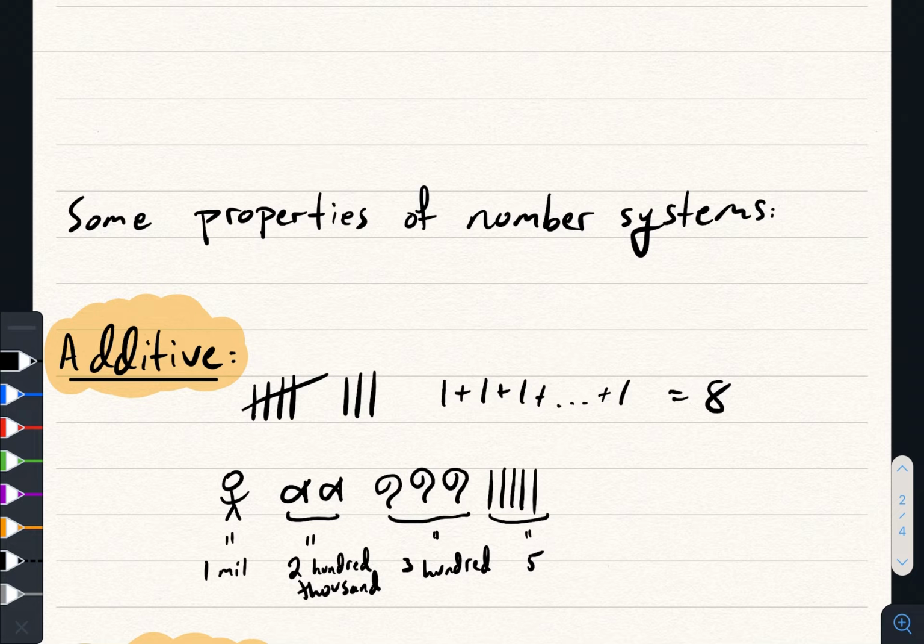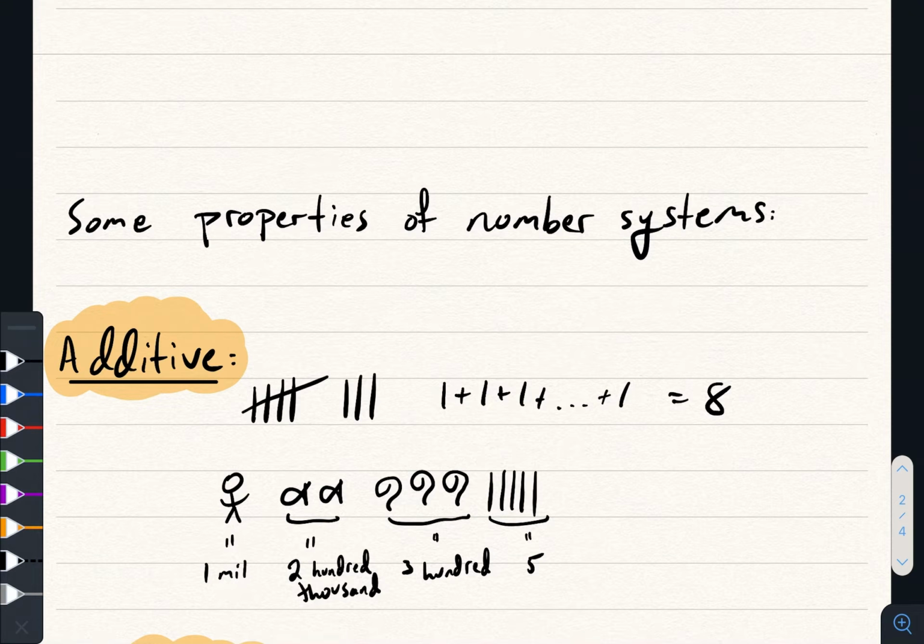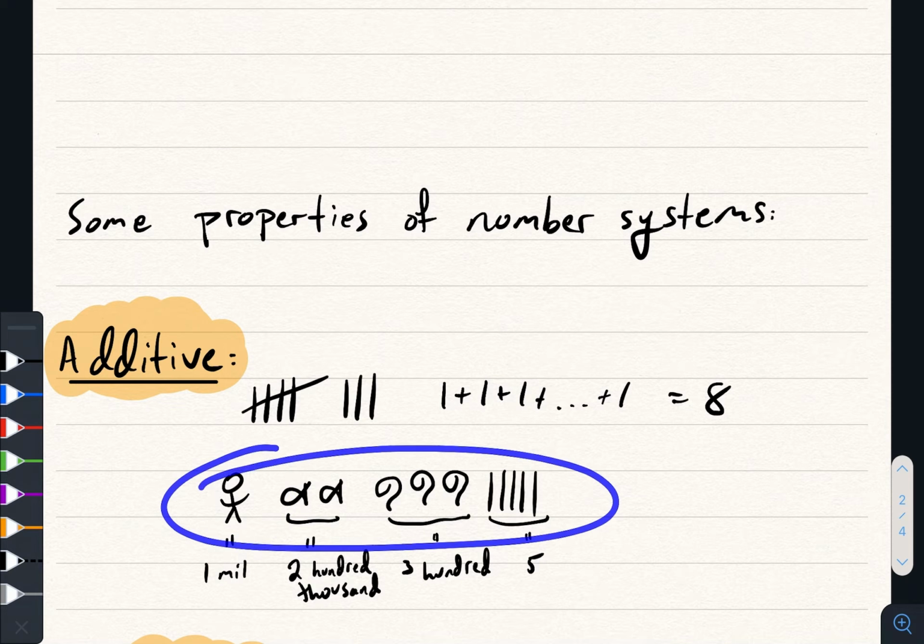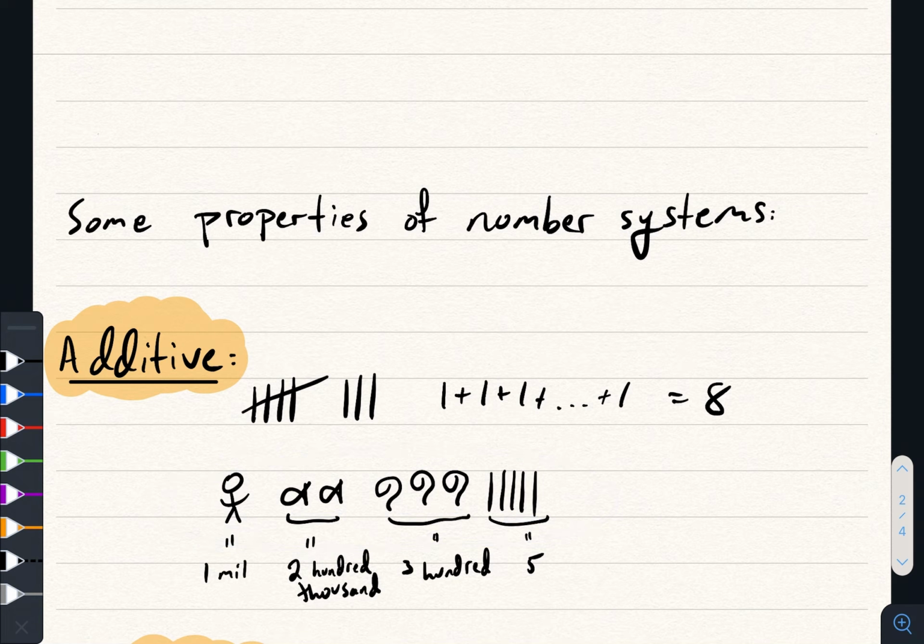The Egyptian system is another example of an additive system. Here, this guy right here represents 1 million. A fish represents 100,000. One of these scrolls, the book calls them scrolls, I don't know why they are a scroll, but the book says that they're supposed to be a scroll, represents 100, and then tallies represent 1 again. So this number right here represents 1,200,305. And so we're adding up all of those values together.